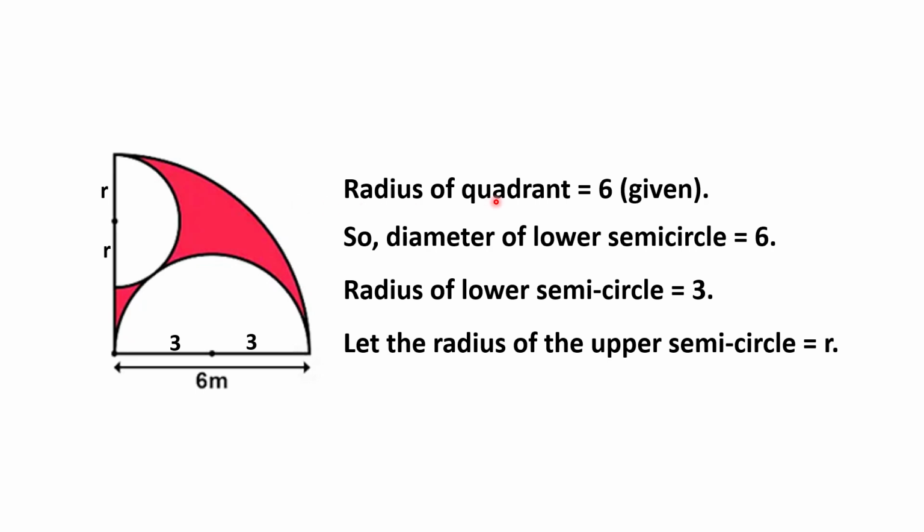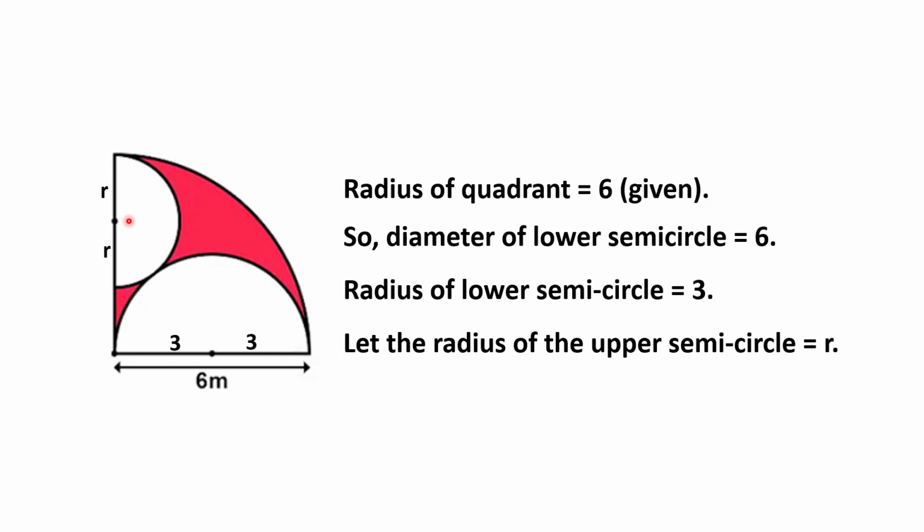Now the radius of the quadrant is given as 6 meters. So this is the radius of the quadrant. So the diameter of the lower semicircle is also 6 meters. The radius of the quadrant is also the diameter of the lower semicircle. So the diameter of the lower semicircle is 6, so the radius is 3. So if this is the center, this is 3 plus 3. For the semicircle, the radius will be 3 and the diameter will be 6.